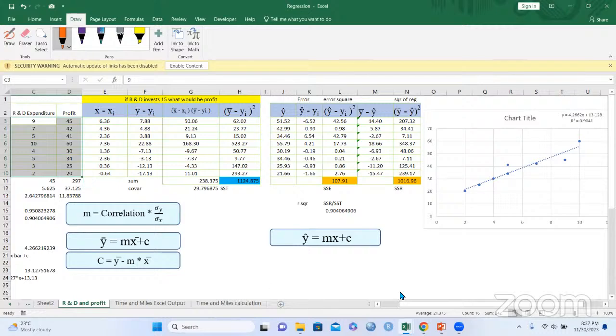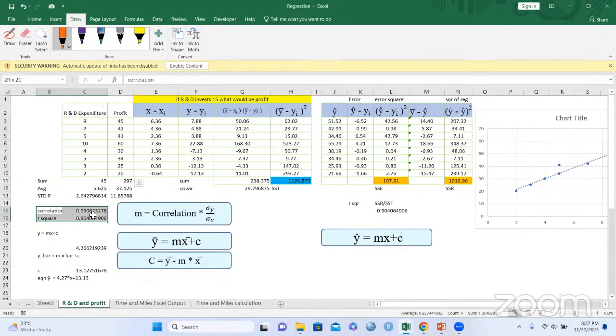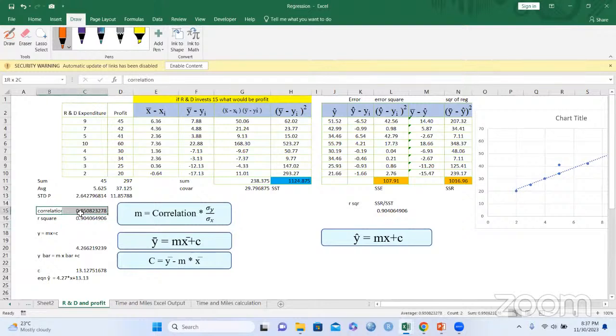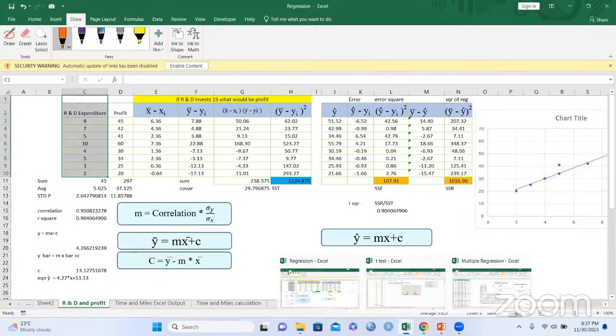Is that clear? If you see the correlation between these two variables, it is 0.95. In the previous case, the correlation is only 0.57, not a serious or perfect correlation. But in this case the correlation is 0.95, which means almost perfect correlation. Whatever variance is happening in the profit, 90% of this variation is explained by R&D expenditure. Only 10% is other variables. Clear, Maps? Yes, sir.